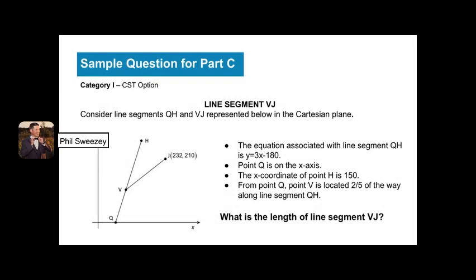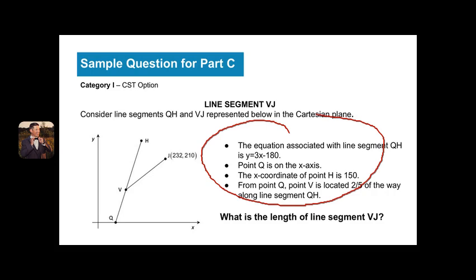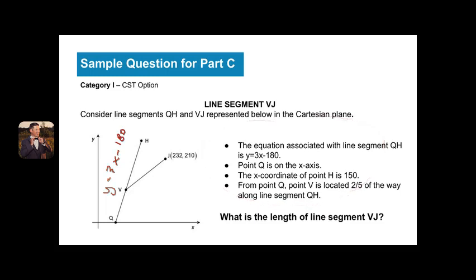Sample question for part C, category 1, CST option. This would fall under the concept of analytical geometry. Now, they've given you a bullet point list of information next to the diagram in the Cartesian plane. Start by labeling everything you know. Some students actually find it helpful to place the rule on the line itself in the hopes that it might let them see something that they wouldn't see when it was in the bullet list.